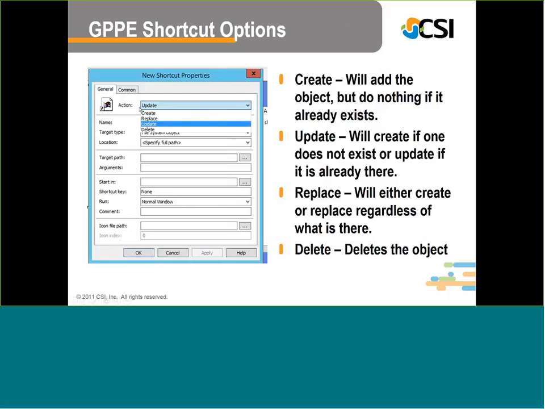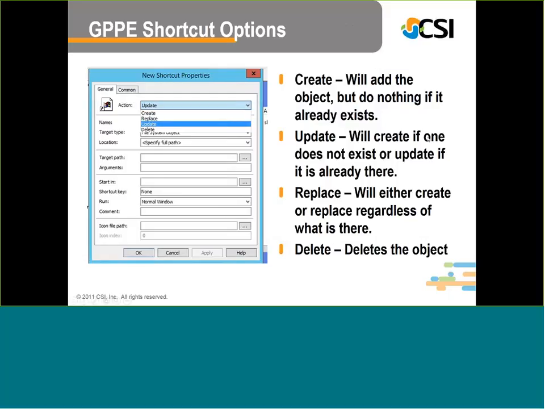The first field is action, and it's update, create, replace, or delete. Create will add the object but do nothing if it already exists. So if you don't have Firefox on your desktop, I'm going to create it. But if you already do have this shortcut, I won't do anything.